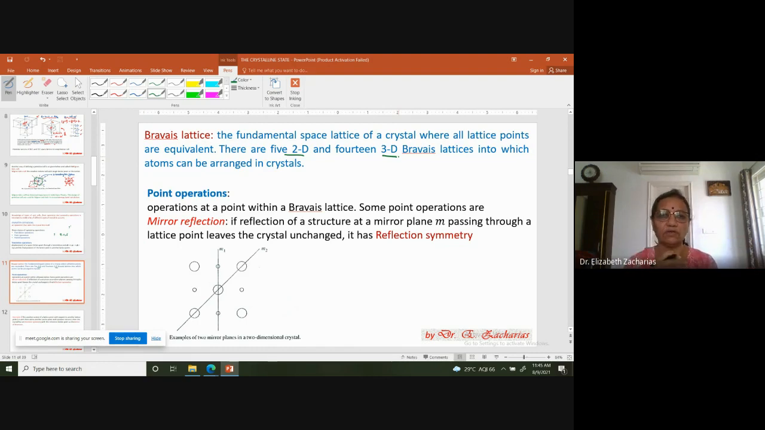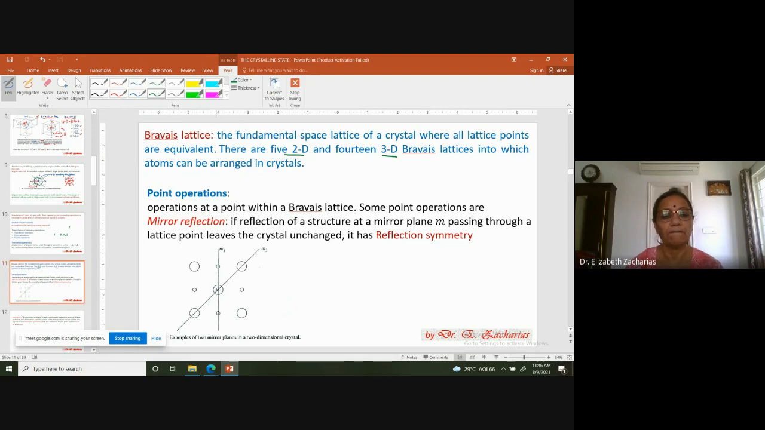I just wanted to introduce the term Bravais lattice here, but now we are going back again to operations. First we finished the translation operation. Now let's get into the point operations. As I said, point operation definitely means that there is a lattice point around which the operation will happen. Point operations are operations at a point within a Bravais lattice. So let us see some examples of point operations. The first is going to be a mirror reflection.